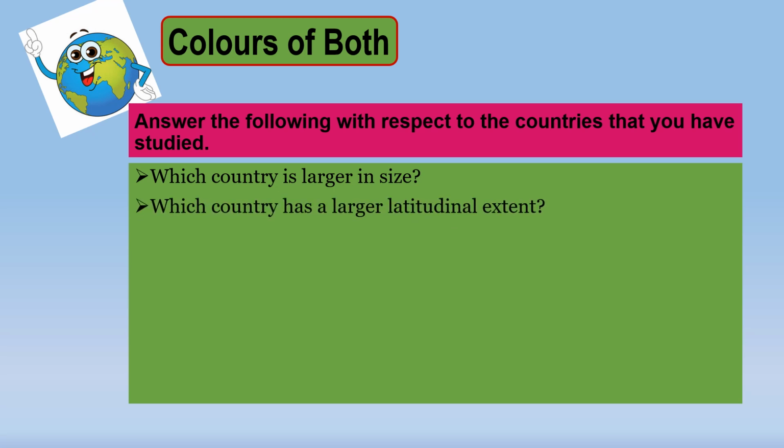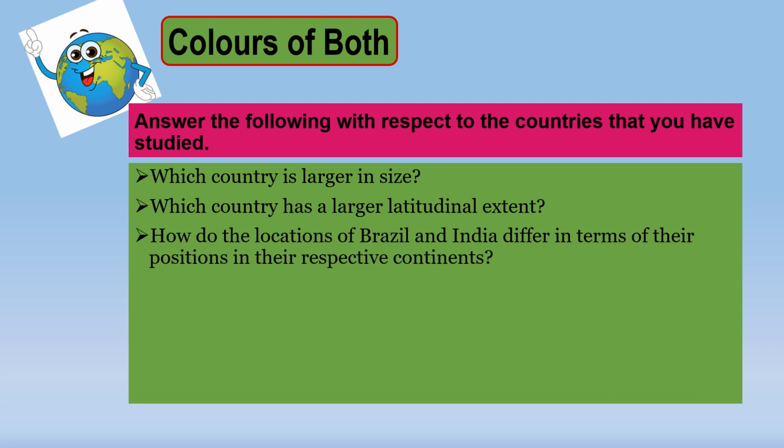The second question, which country has a larger latitudinal extent? I will explain you this later with the help of a slide. The third question, how do the locations of Brazil and India differ in terms of their positions in their respective continents? Now try to understand the question. They are asking us the position of Brazil and India with respect to the continents. We know that Brazil lies in South America. India lies in Asia. So Brazil is in the northern hemisphere of the South American continent, and India is in the southern hemisphere of the Asian continent. Clear? And we'll go to the next question.